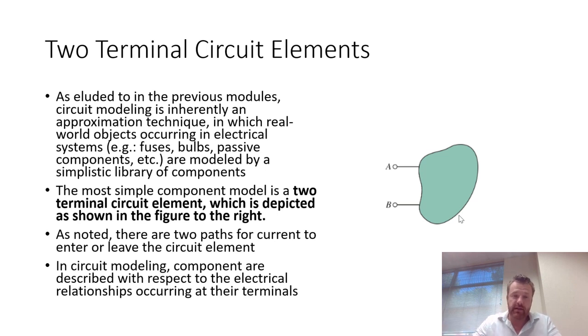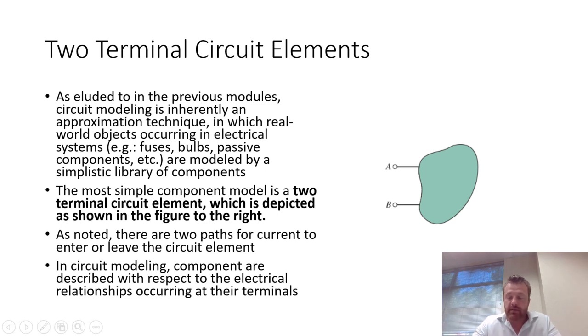Under those approximations, what we're basically trying to do is take all of the physical elements that occur in electrical systems around us, such as fuses, bulbs, passive components like resistors, inductors, and capacitors that we'll predominantly focus on in this course, along with active components. And we want to take all of those real things and put them into bins of models, depending upon how they behave at their terminals or points of connection from an electrical perspective. And we'll define what that fundamentally means in a minute.